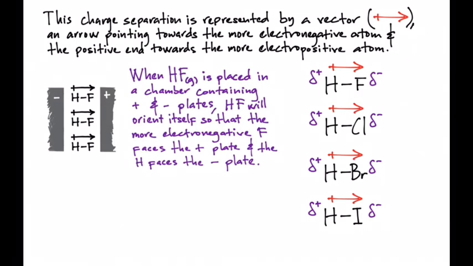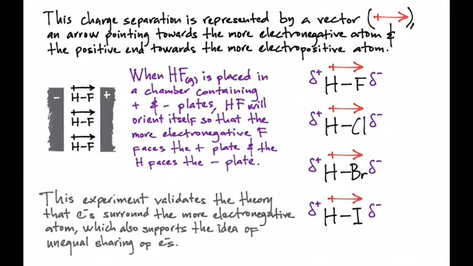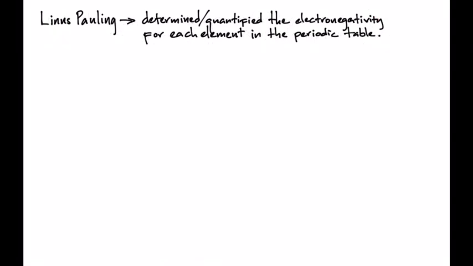So when you put hydrogen fluoride gas inside a chamber containing negative and positive plates, hydrogen fluoride will actually orient itself so that the more electronegative fluorine will be facing the positive plate, and the less electronegative hydrogen will be facing the negative plate. And this experiment basically validates the theory that electrons surround the more electronegative atom, which also supports the idea of unequal sharing of electrons between atoms. And it was actually Linus Pauling who received the Nobel Prize regarding this work, who determined and quantified the electronegativity for each element in the periodic table.